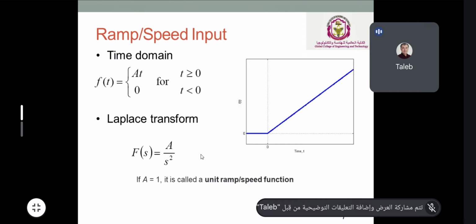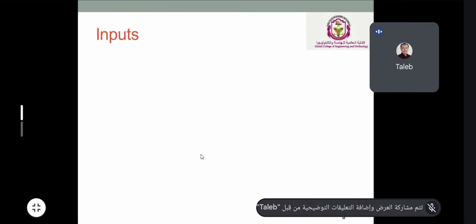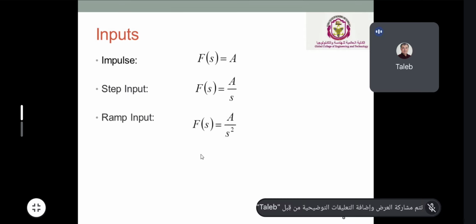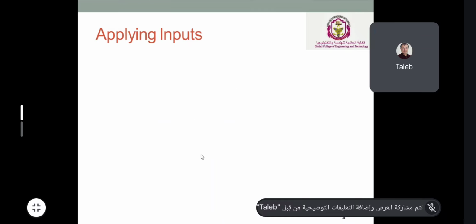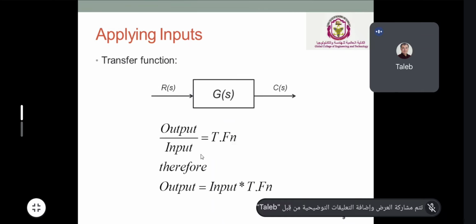So if A is called 1, then we call it a unit ramp or speed function. So just a review of these three: A over s for impulse... step input, and A over s squared for ramp input. Okay, now everything is ready to find the output.